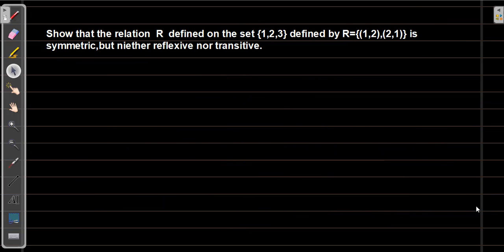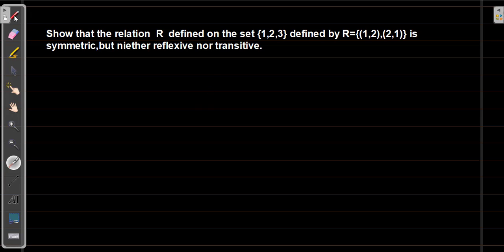Next, see another example. Again, the relation R is defined on the set {1, 2, 3}. And now for this type, the relation R is defined like this: 1 is related to 2 and 2 is related to 1. And we have to prove that this relation is symmetric but neither reflexive nor transitive.